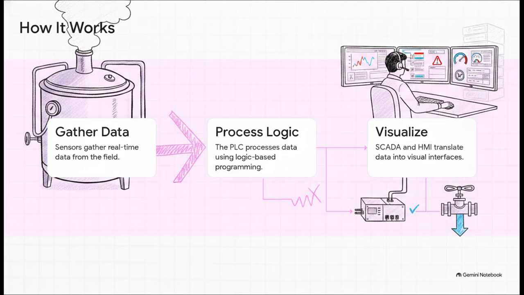Step 3. Systems like SCADA, which stands for Supervisory Control and Data Acquisition, and HMI, or Human Machine Interface, step in. They translate all that raw technical data into a nice visual dashboard, so a human operator sitting in a control room actually knows what's happening and can make those higher-level decisions.